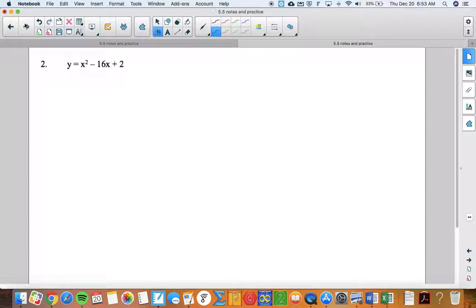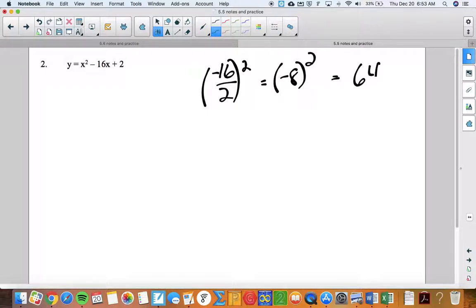Number 2, same idea. We'll complete the square here. And so we'll take -16 divided by 2 and then square it. So we get -8 squared. That's going to equal 64. So we're going to add 64 to each side. And on the right side, or the side with the squared term, I'm going to add the 64 right after the second term. So I'm going to make it the third term, and then I've still got this plus 2.